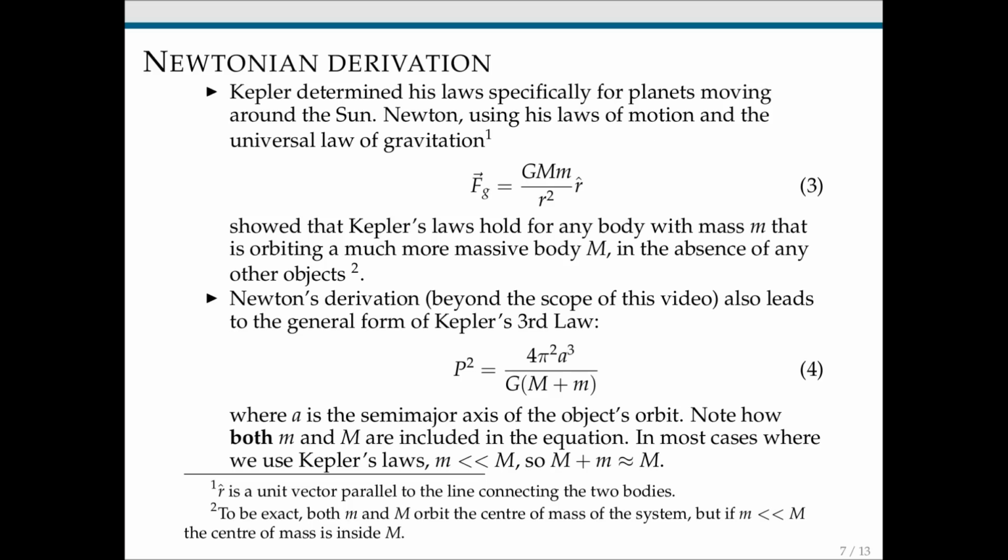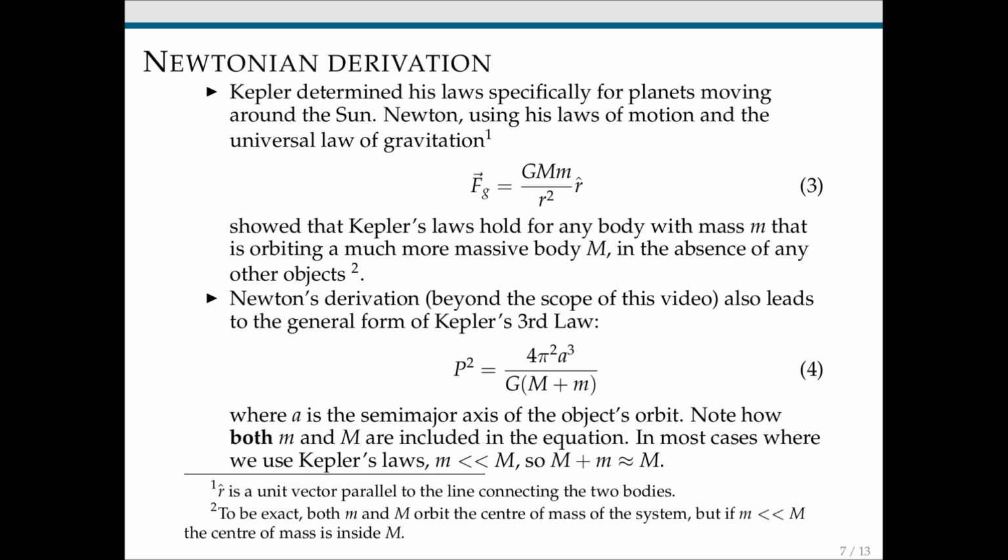Kepler determined his laws from planets moving around the sun, and he did it observationally. Newton, on the other hand, used his laws of motion and the universal law of gravitation, shown here as equation 3, to generalize Kepler's laws. It turns out that the three laws we just covered, elliptical orbits, equal areas in equal times, and period squared proportional to semi-major axis cubed, hold for any body of mass little m orbiting a much more massive body with mass big M. Little m could, for example, be a satellite, and big M the Earth.